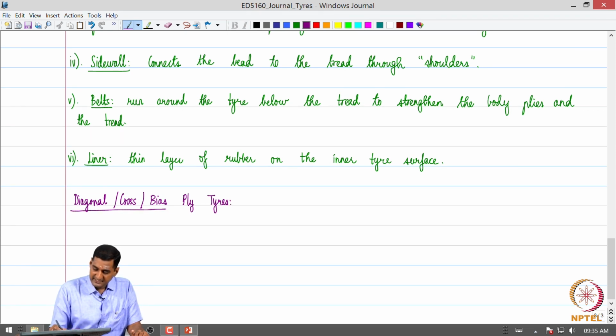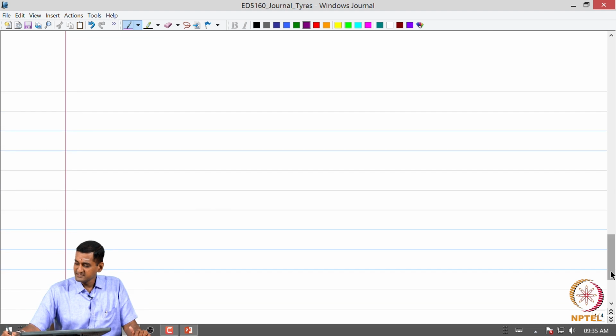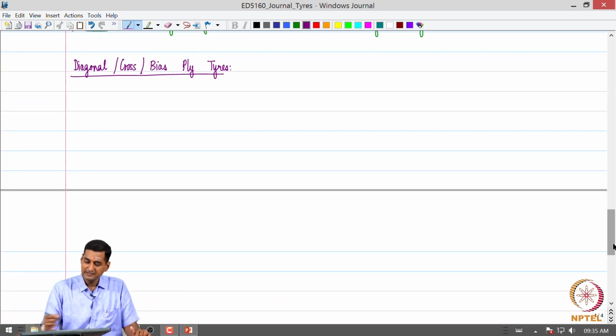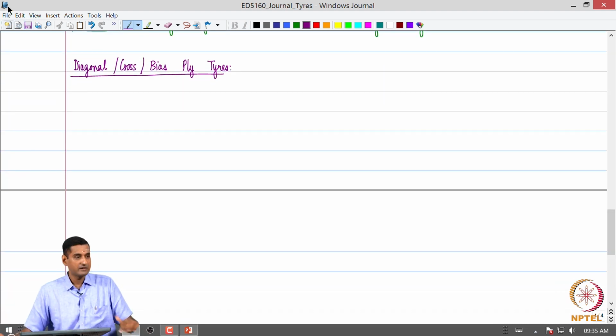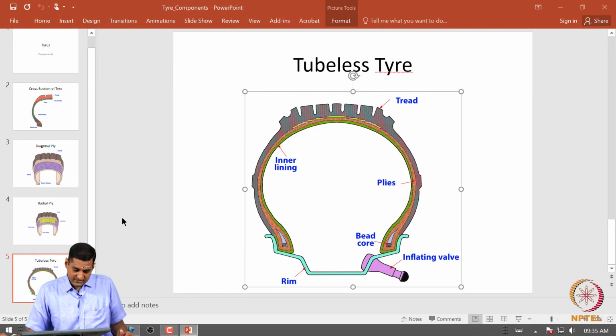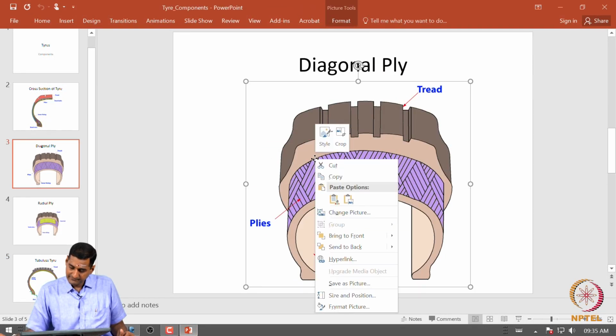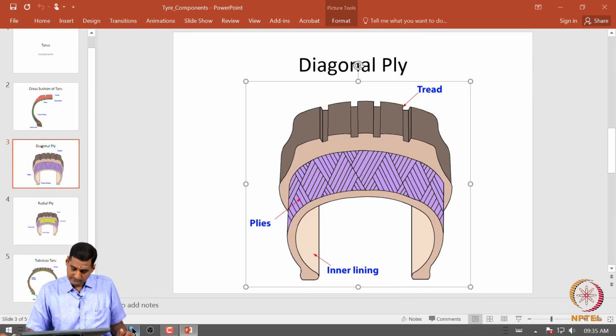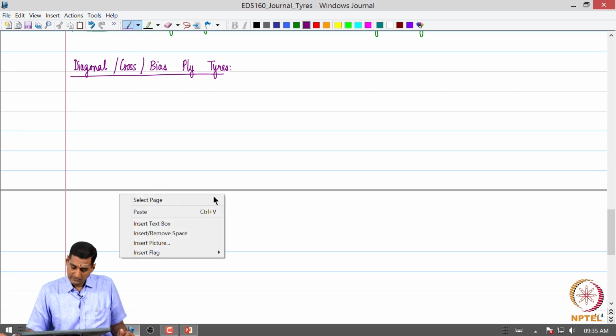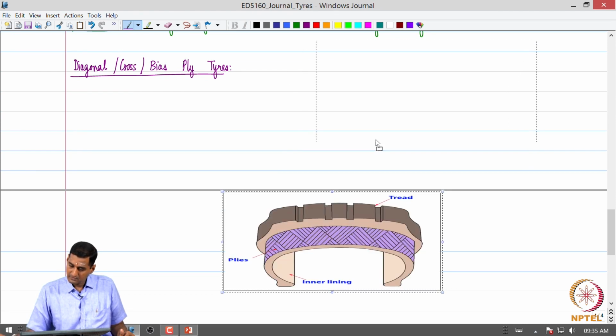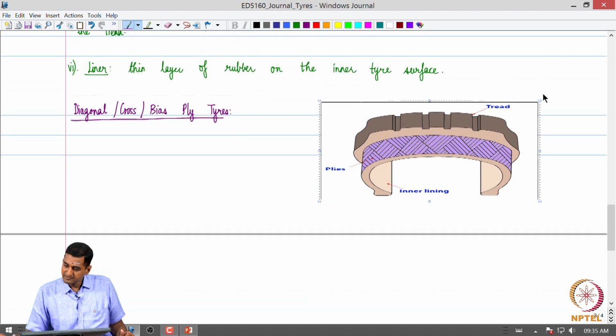And the second class, based on the arrangement of the plies, is what is called a radial tire. So what are the characteristics of both, and what are the differences? Let us look at them. Let us first look at the diagonal ply. So what is a diagonal ply tire?